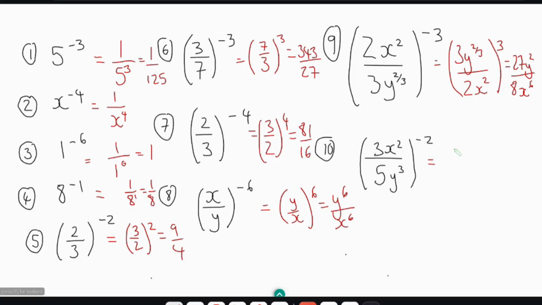Similarly with this one, let's flip. Power 2. We square everything, we get 25 y to the power 6. And then square the denominator, 9x to the power 4.